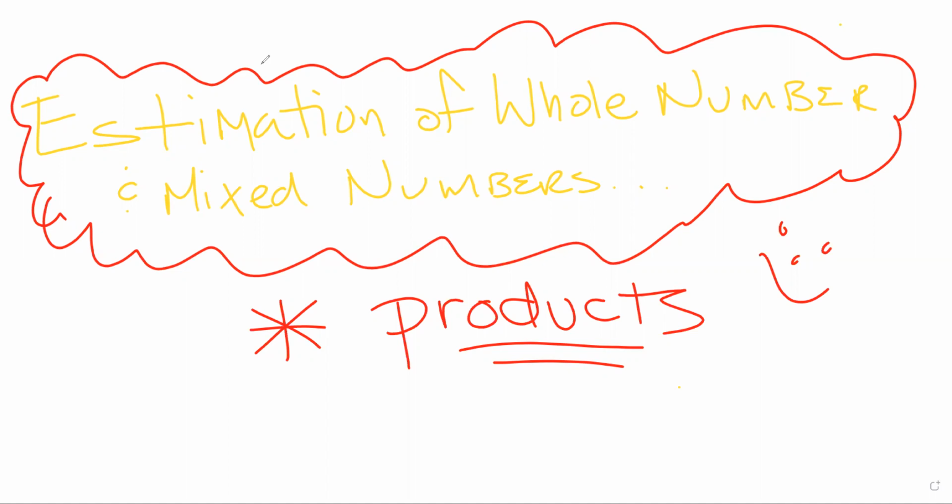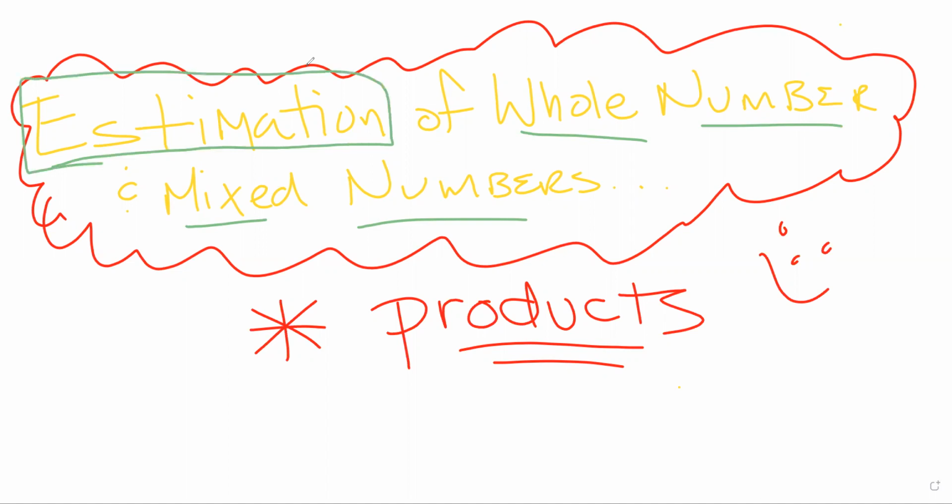The only thing we do know is by the end of this video, we are going to be able to make sense of what happens when we have to multiply whole numbers and mixed numbers, but not only getting a direct answer, but really thinking about the estimation. So let's break all that down.